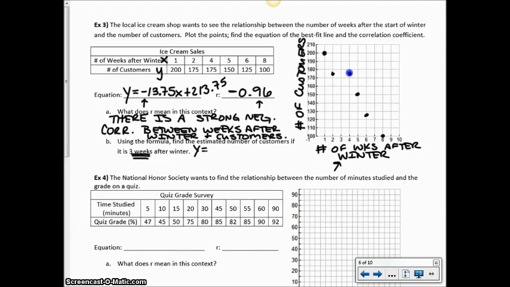So y equals negative 13.75 times 3 plus the 213.75. And when you calculate that, you get y equals 172.5. There again, we're talking about people, so we can't have 0.5 of a person. So it's 172 customers. 172 customers is your answer.